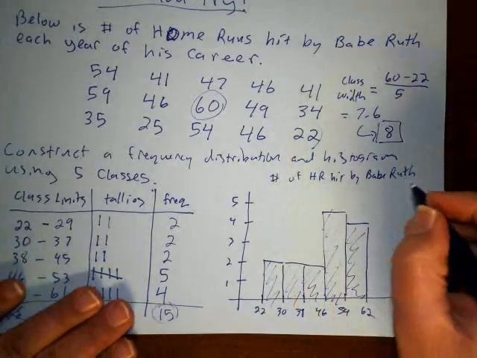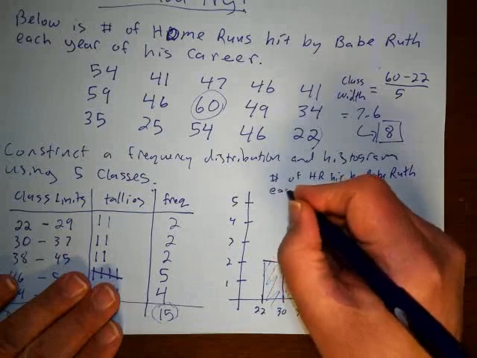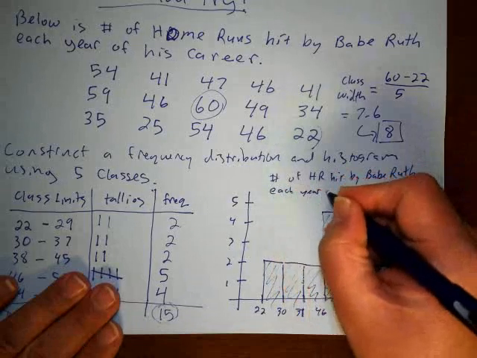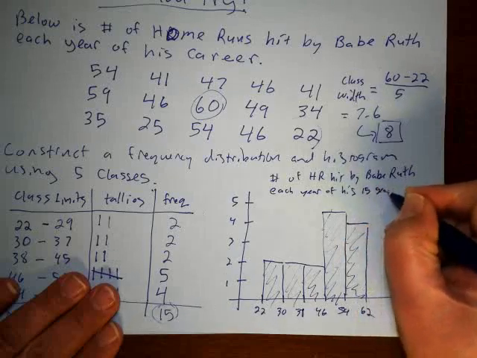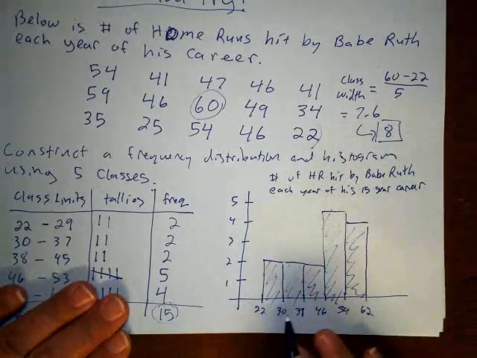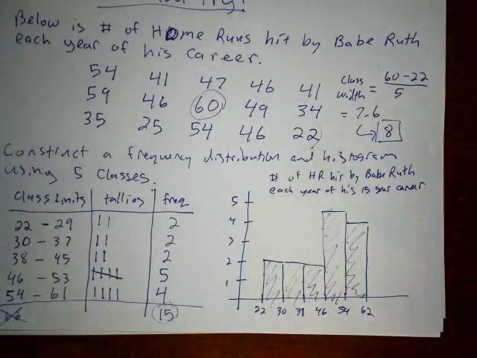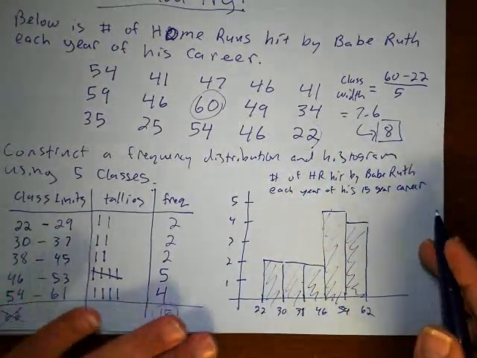Okay, this would be number of home runs hit by Babe Ruth, and I would really clarify, and I would say each year of his 15-year career, because people need to know that you're talking about number of home runs hit when, like during one game, during a month, during whatever. You got to make that clear.